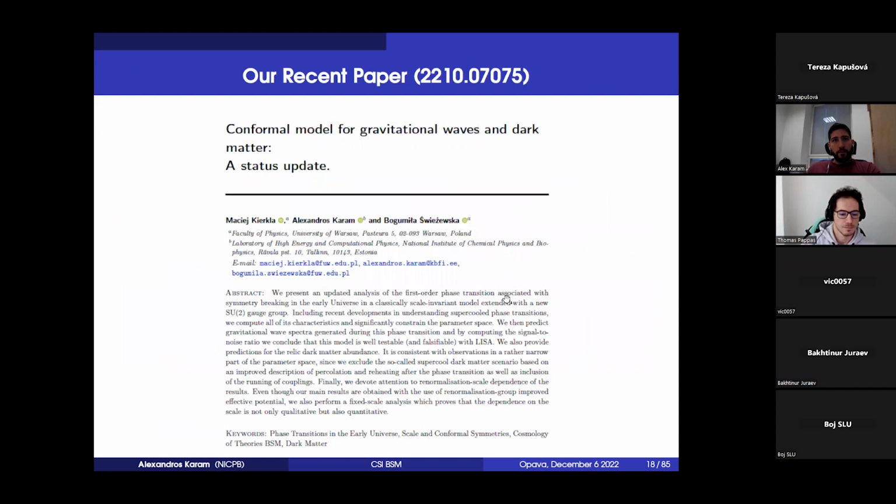Now, recently, after all these years, with Maciej Kierkla and Bogumiła Zwiziuska from Warsaw, we studied again a scale invariant extension of the standard model with an enlarged SU(2) gauge group. Because there have been some recent developments, and we wanted to do some computations more rigorously and see whether some conclusions that other papers claim to have may be true or not.